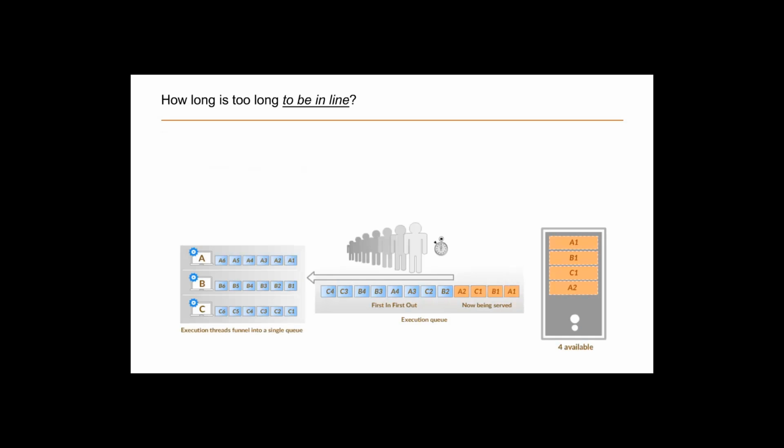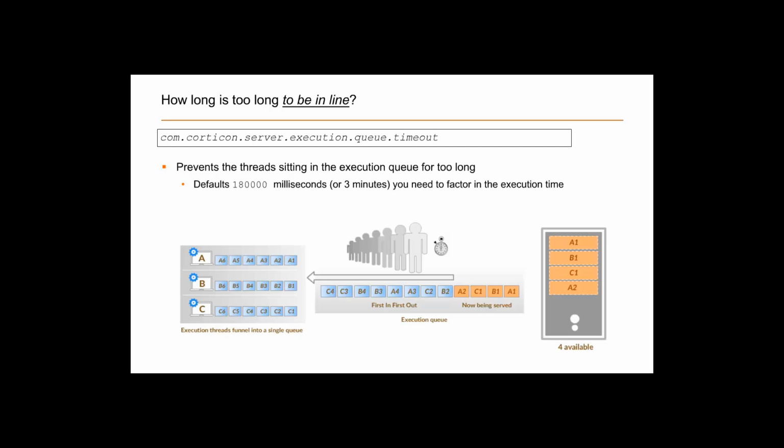Now that the decision services threads must wait in the queue, you might want to prevent the threads sitting in the execution queue for too long. A new timeout property shown here prevents the thread from sitting in the execution queue for too long. Once the thread is added to the execution queue, it will have a finite amount of time to complete its execution. Notice the stopwatch at the queue level. If the thread fails to complete its execution in time, a CC server timeout exception will be thrown. The default value is 3 minutes.